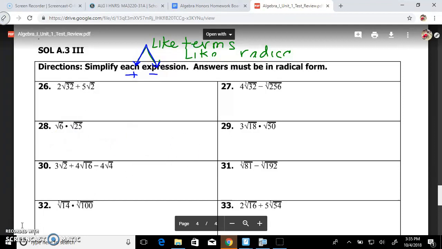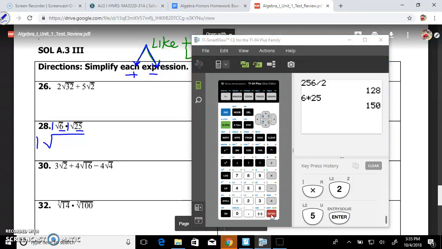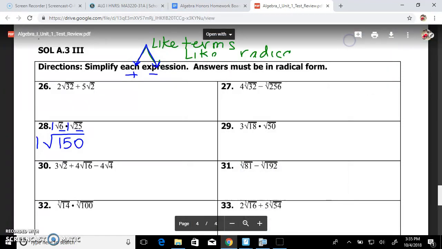If that kind of blew your mind and you weren't sure where that came from, then here's what I would do. You can do it just like we've been doing it before, where you multiply the numbers on the outside, the coefficients, which is 1 times 1, so then we have 1. And then multiply the numbers on the inside, the radicands, 6 times 25. When you do 6 times 25, let's see what we get. 6 times 25, and you get 150. So we have the square root of 150. So now let's do it the normal way and see if we get that 5 root 6.